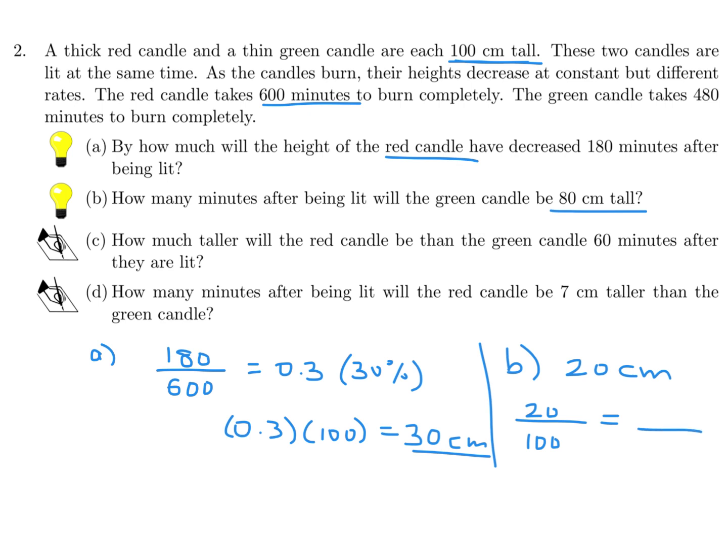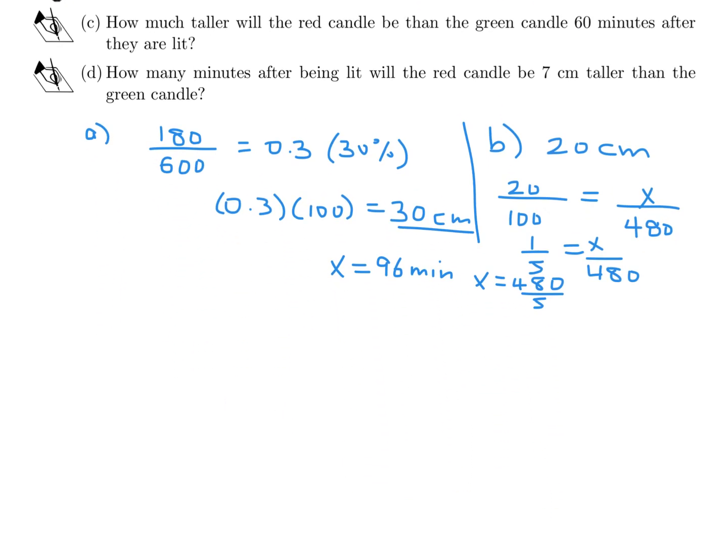So the time for this is what? The green candle this time. The green candle takes 480. So how much of that 480 minutes has elapsed is what they're asking. So we just solve this. This is 1 over 5, this is x over 480. And therefore x is going to be 480 divided by 5, I believe. And that means x is 96 minutes.